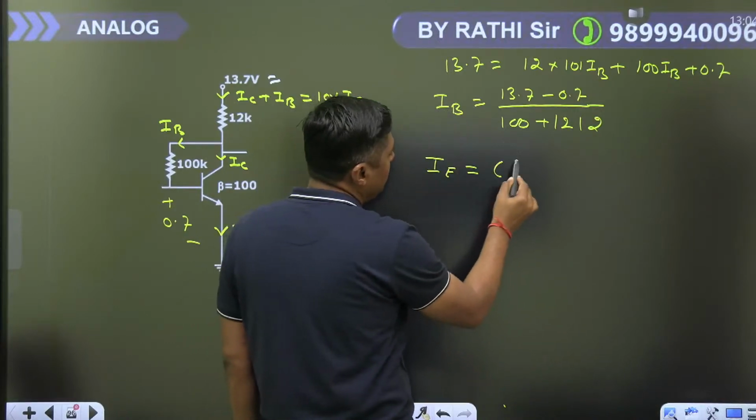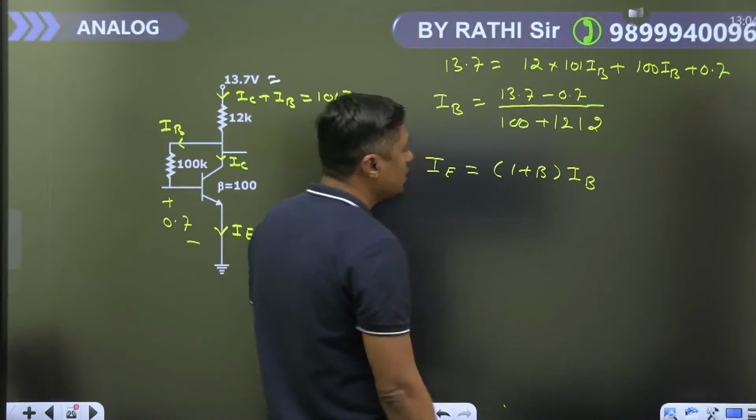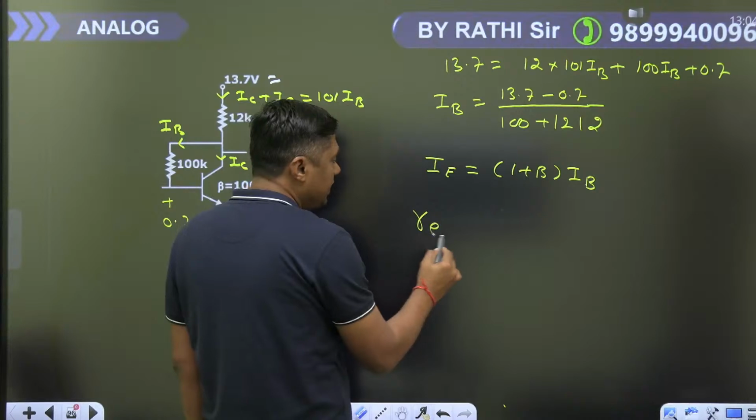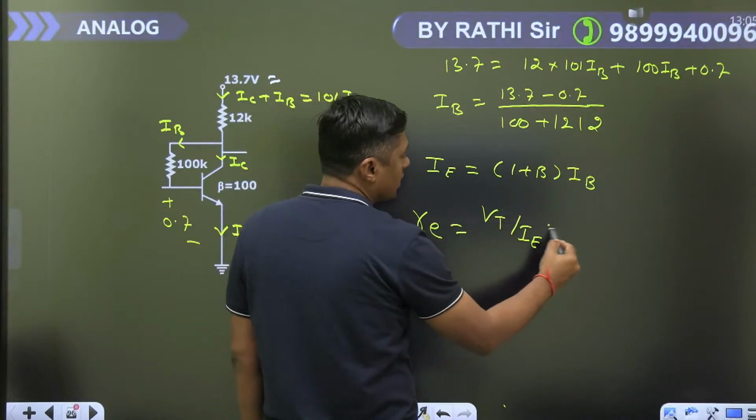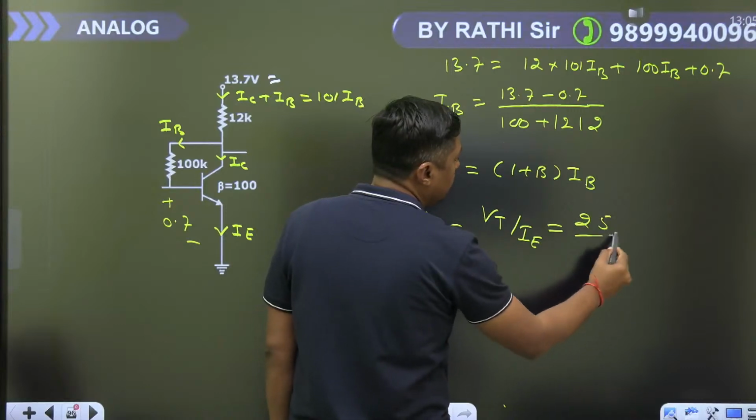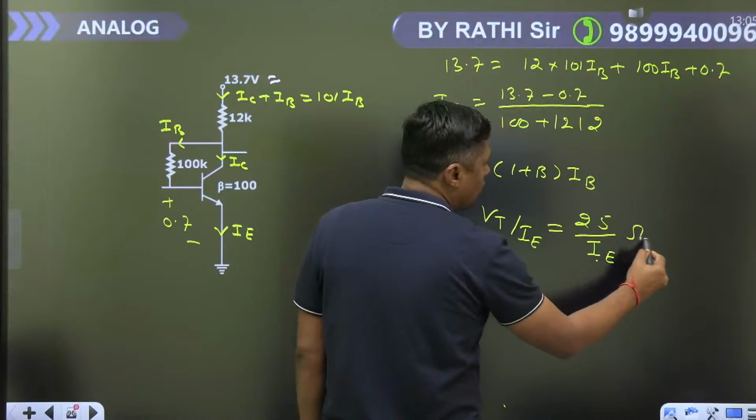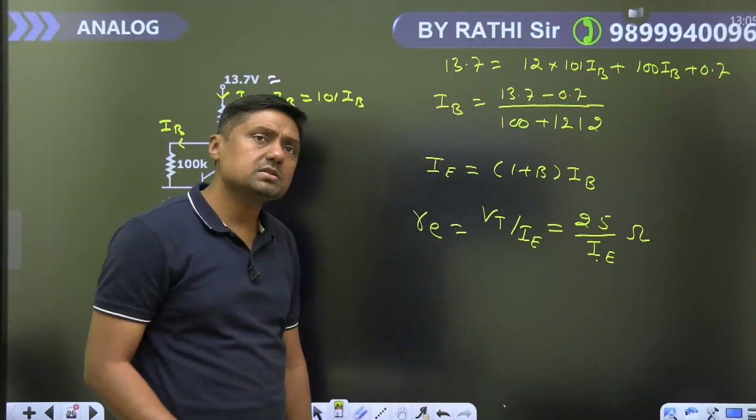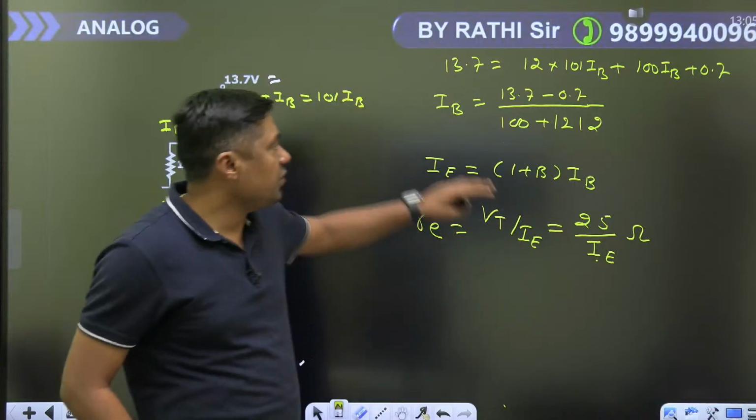What is the value of IE? 1 plus beta times IB. Then you can find the value of RE. What is the RE? VT upon IE, 25 millivolt divided by IE. This is in milli, this is in milli, it is in ohm. Can you find this? Yes or no? I am not giving you the numerical value, but it is very, very easy.